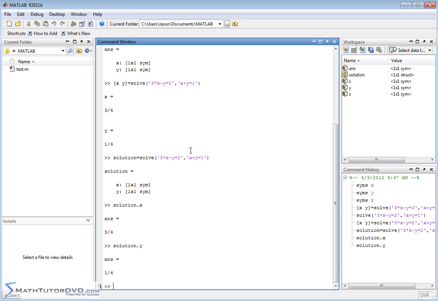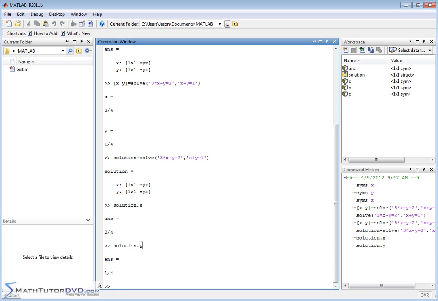But I'm taking those two answers and dumping them into this single variable that I'm calling solution. Whenever I make this assignment, it puts the values of x and y in there, but it doesn't just display them. It's just telling you, look, the solutions are in there. In order to get at them, you need to do solution.x and solution.y.